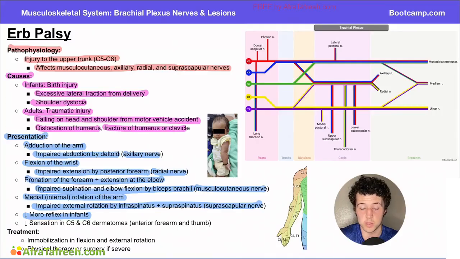And lastly, we'll see a reduced sensation in the C5, C6 dermatomes, which will be this anterior area of the forearm, arm, and thumb. Which brings us to our mnemonic. Erb gets dibs on tips.